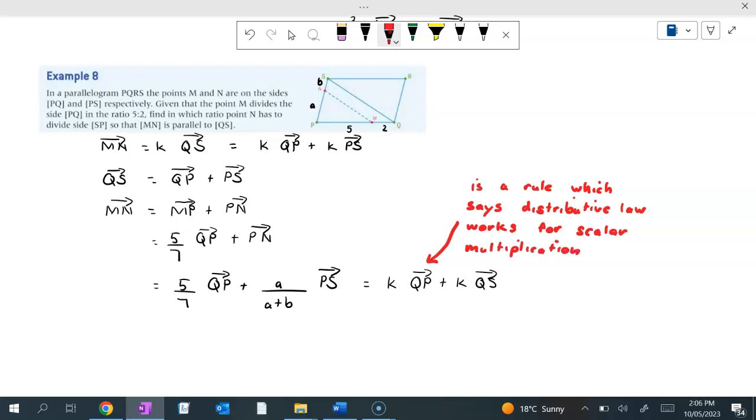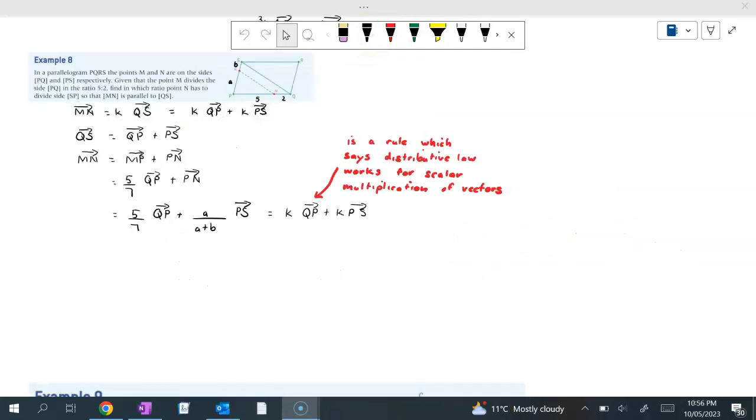Of vectors. So by saying that K times Qs is equal to K times Qp plus K times, this should be Ps, from that we can then see that K has to be 5/7 by equating the first two vectors. And so then that means that A on A plus B must also be 5/7. And so then the ratio is going to be, so A is 5 and B is 2.